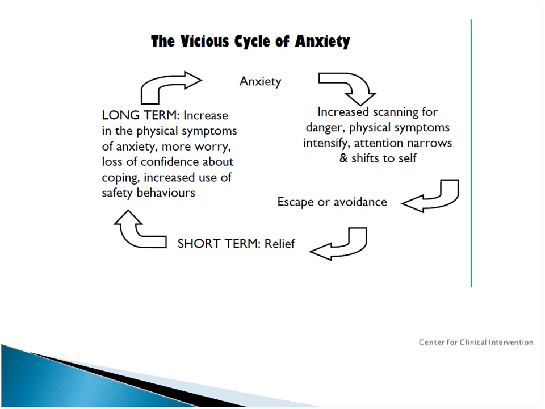And so here we have a representation of the cycle of anxiety, okay? So we have some anxiety. We increasingly scan for danger. Physical symptoms intensify. Attention narrows and focuses and shifts to the self. So we kind of have a cognitive narrowing, and we're only starting to pay attention to negative things or things that could go wrong. Then a natural reaction to any sense of fear or harm is escape or avoidance. That's human nature. And so when I escape and avoid, then I feel relief and my anxiety goes down.